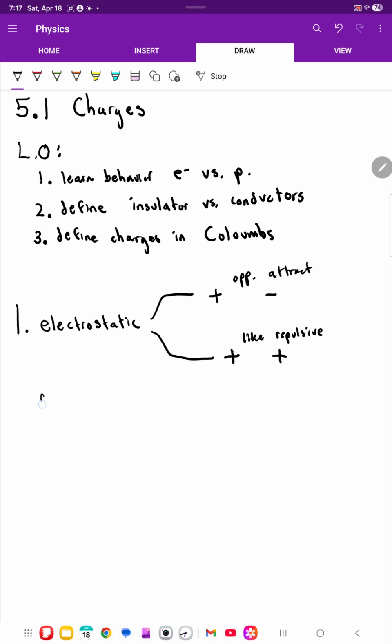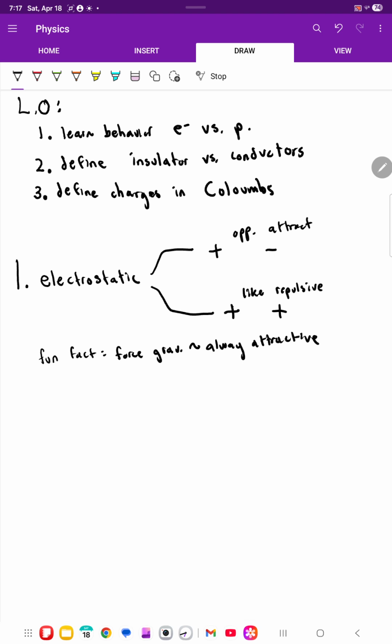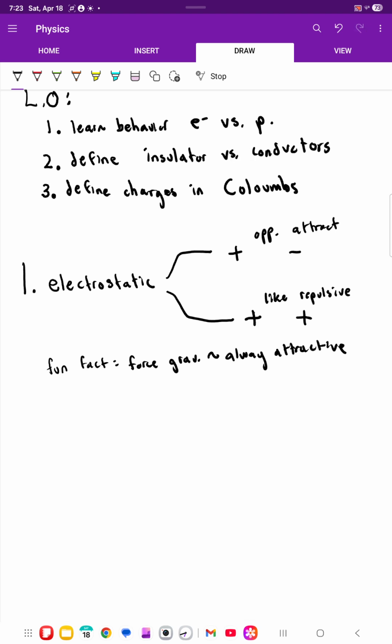Now, a fun fact is that the force of gravity is always attractive. That's important. And also another fact is that charges have mass, so we can apply the kinetic energy formula, which is 1/2 mv squared.